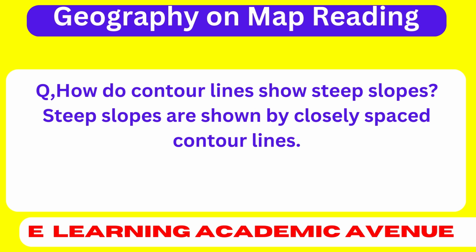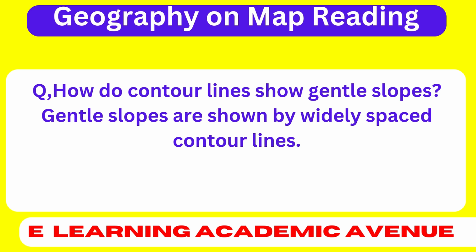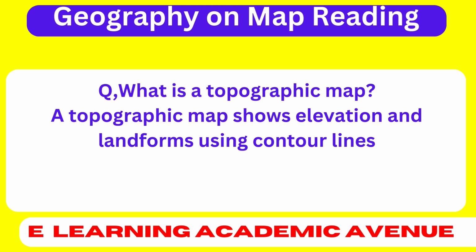Question 43. How do contour lines show gentle slopes? Gentle slopes are shown by widely spaced contour lines. Question 44. What is a topographical map? A topographical map shows elevation and landforms using contour lines.